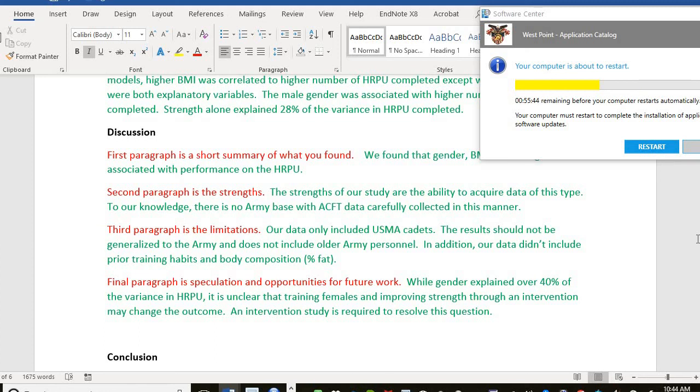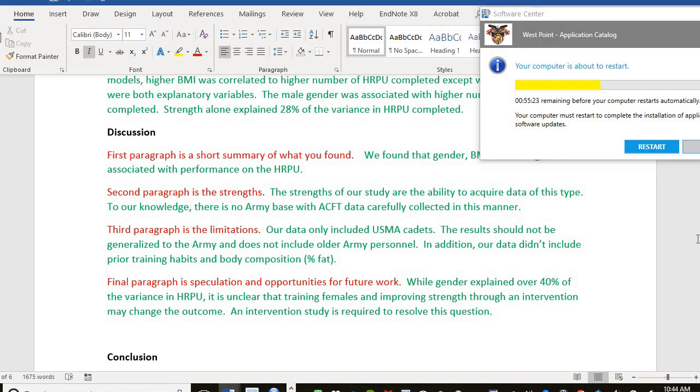Then the strengths. Hey, this is obvious. The strengths of working with any West Point data is our data is unique. We're good at collecting data. We're good at recording things. You can think of those strengths. And I can tell you, we're about to work with Fort Jackson. West Point data is a blessing. It's a blessing.